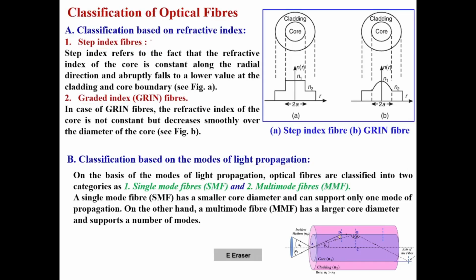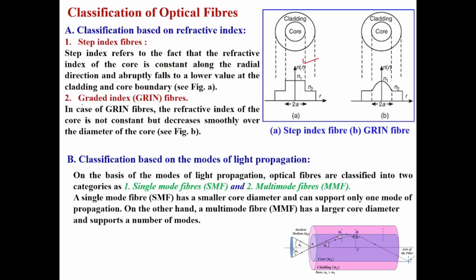What is a step index fiber is very simple. Here you can see the core always has a higher refractive index than the cladding. But if at the edge of the core and cladding the refractive index changes suddenly, then it is called the step index. Step index refers to the fact that the refractive index of the core is constant along the radial direction and abruptly falls to a lower value at the cladding and core boundary or interface. See figure A, this one. Suddenly it falls, or abruptly falls, to the lower value. It is called the step index fiber.